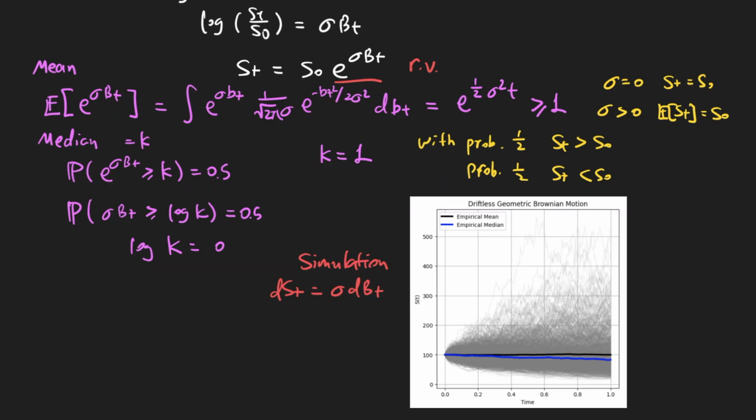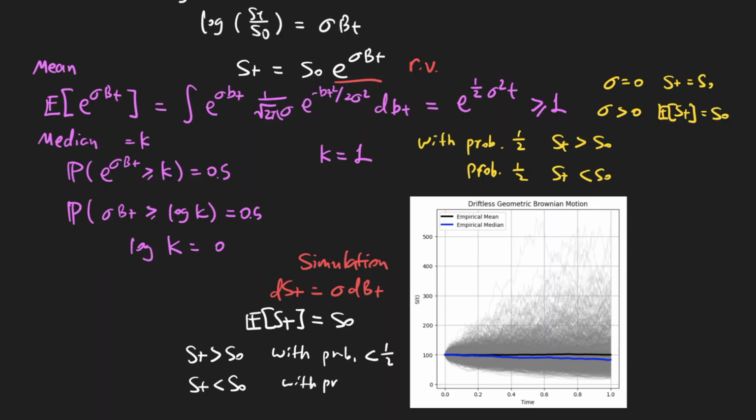See here, it does not really match with what we predicted. We notice that the mean actually stays as the initial value, and the median is drifting downward. So this means that the stock price is higher than our initial price with probability smaller than a half, and the probability of losing money is higher than a half.